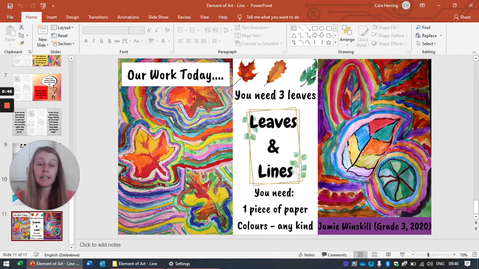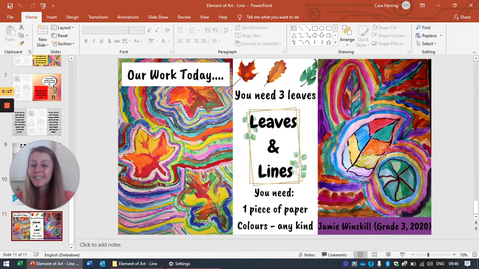You need 3 leaves. So what you're going to do, boys, is you're going to go and get 3 leaves for me. Remember, you did your texture monsters last week. So I'm sure you're used to finding a good leaf from the garden. And then you also need a piece of paper, colors, and these colors can be any kind. So you can use paint like Jamie used, or you can use waxies or pastels or twisties, whatever you have available to you. And I think that's about it, boys.